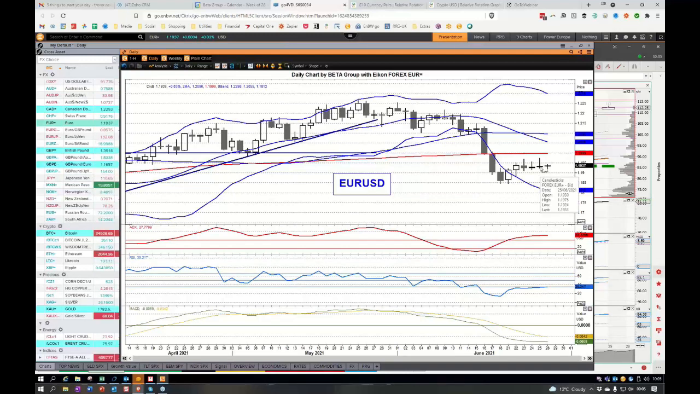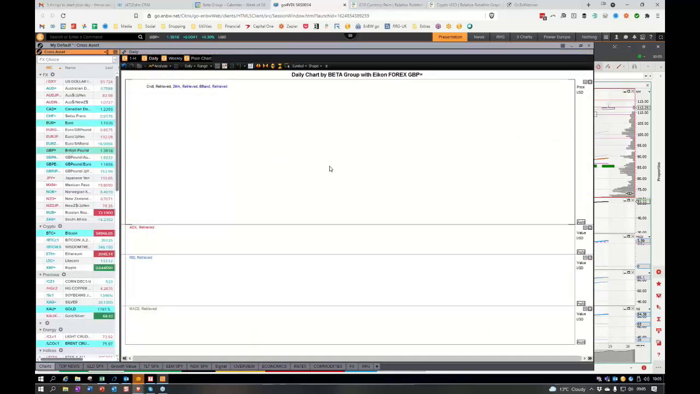That view would be negated if we broke the high here of 119.75, which is very close, in fact, and then much bigger resistance starting at 120. So it's a poor rally in all of the markets versus that dollar fall, and it does look quite threatening, as though the fall in the euro and other markets will resume. Let's look at the picture on the pound.